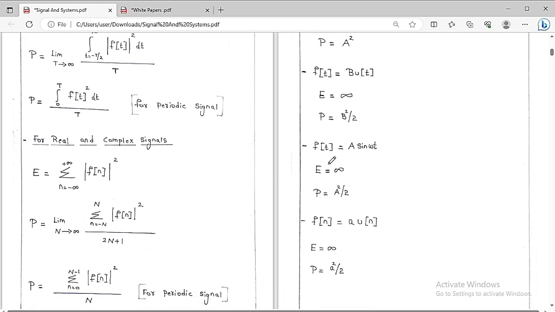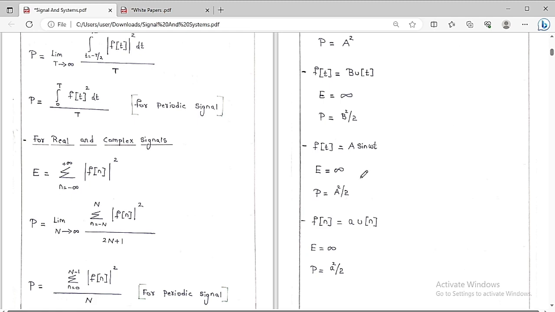Now there is a signal f of t is equal to a into sine omega t. It's a periodic signal, right? I've already told you periodic signals are power signals. So their energy is equal to infinity and power is finite. Its value is equal to a square by 2.